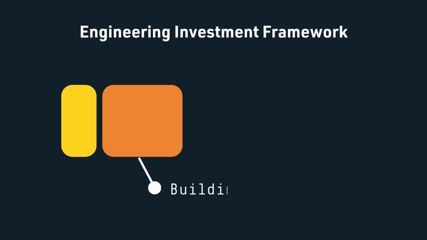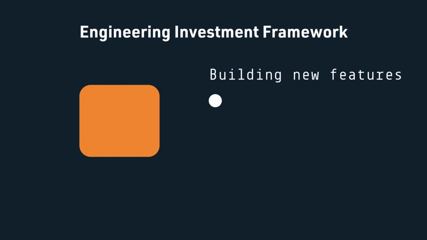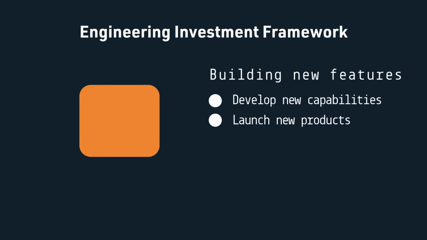Next, the Building New Features bucket is an elective bucket that focuses on creating new products and features, driving customer acquisition, and expanding the user base. It's often seen as the most impactful growth and revenue bucket. Work here includes developing new capabilities, launching new products, and expanding existing services.